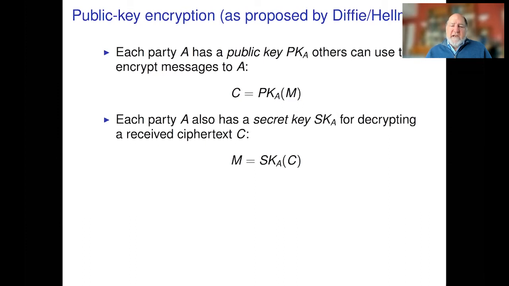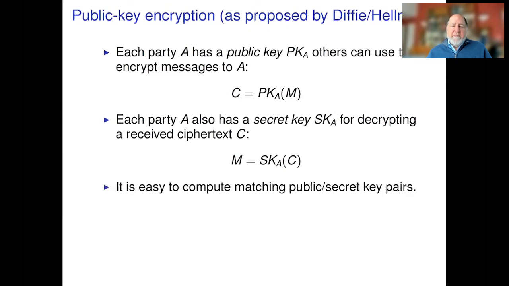So C is operated on by the secret key to yield the message M, and you get the message back. So these two keys, PK sub A and SK sub A, correspond to operations that are inverses of each other. What one does, the other undoes.